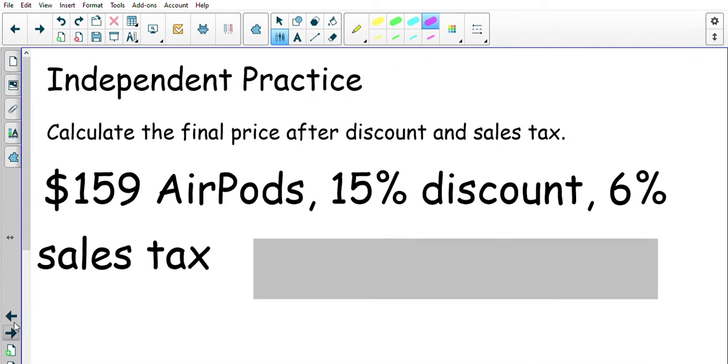Not surprisingly, I have a question for you to try. We've got a pair of AirPods for $159, 15% discount, 6% sales tax. Get to it when you're ready, unpause the video, and we'll take a look at it.